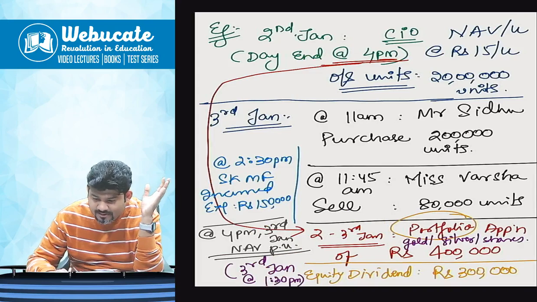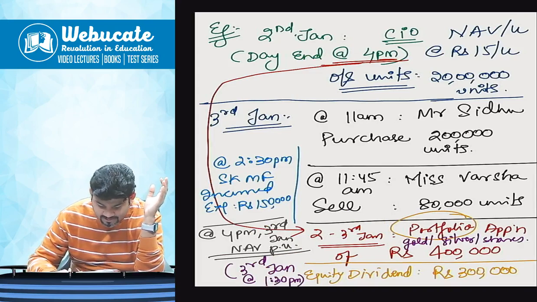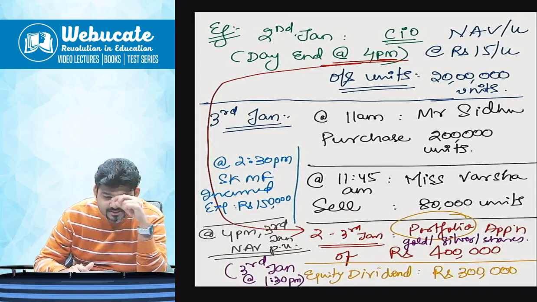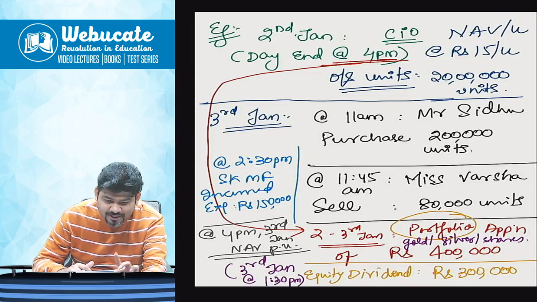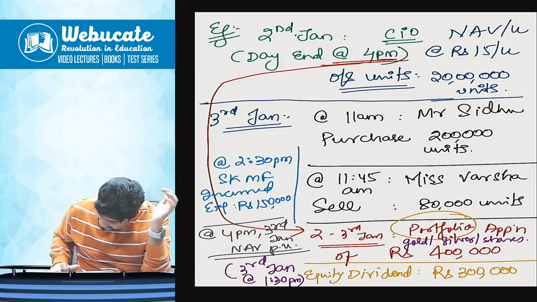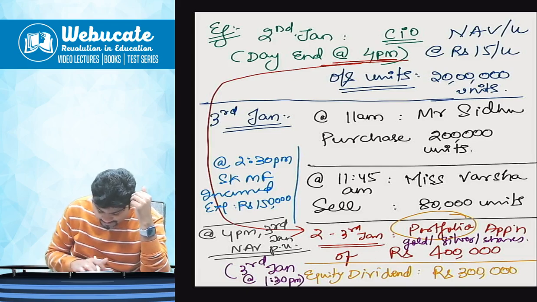Okay, time is up. We have the answers from everyone. Let's check what is the answer. So we have different answers from different people for the same sum. Why so? Somebody is saying 14.41. Somebody is saying 16.71. Somebody is saying 15.26. Somebody is saying something else. So we have so many answers for the same question.